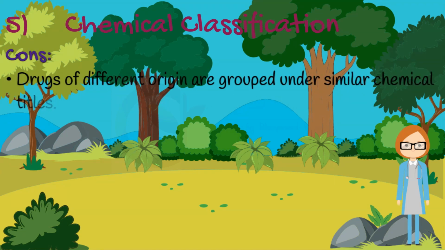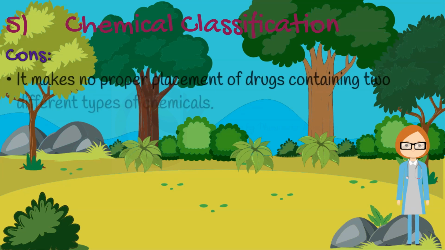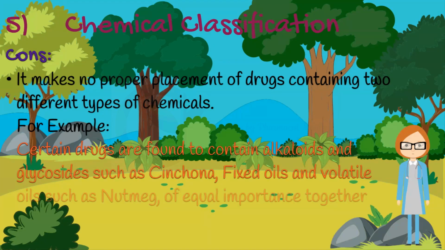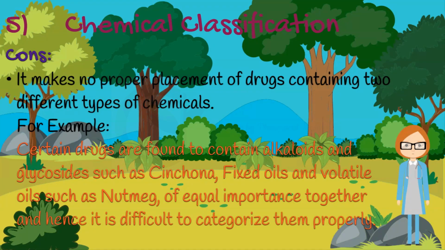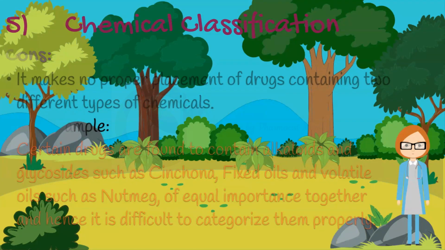Its disadvantages include: drugs of different origin are grouped under similar chemical titles. This type of classification makes no proper placement of drugs containing two different types of chemicals. For example, certain drugs are found to contain alkaloids and glycosides, such as cinchona, fixed oils, and volatile oils, such as nutmeg, of equal importance together, and hence it is difficult to categorize them properly.